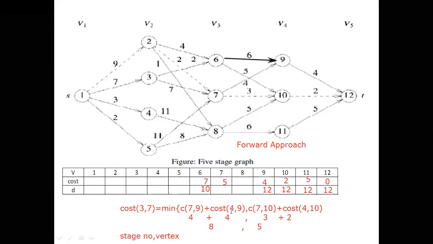Now which vertex is it going to penetrate? 7 to 10. That 7, 10th only it is going to penetrate, and we are finding out from 10 to 12. That is the value we are going to get here. It is 2. Which vertex is it going to penetrate? It is penetrating to 10. That's why we have to write it as 10 here. 5, 10. I hope it's clear.